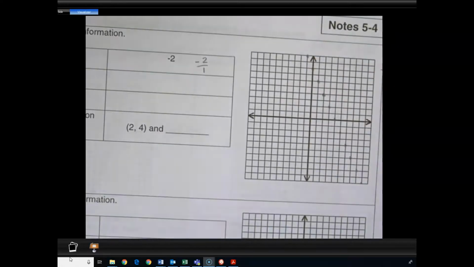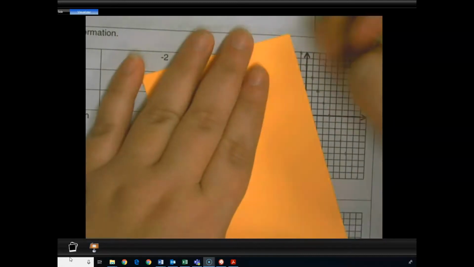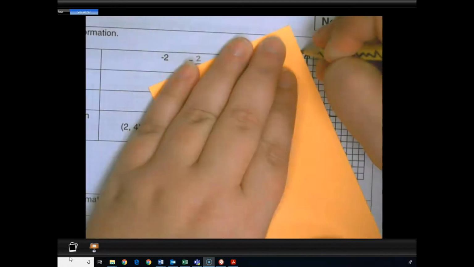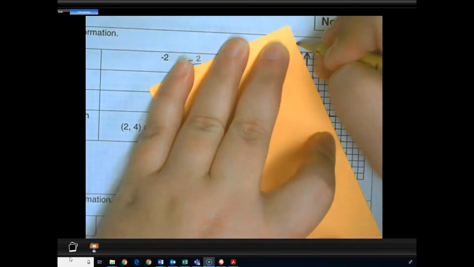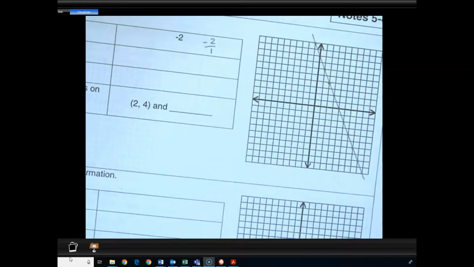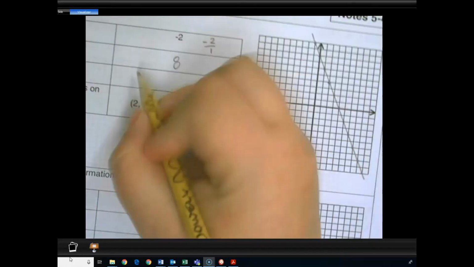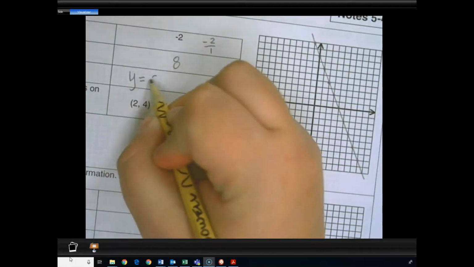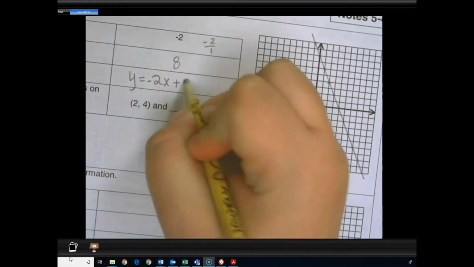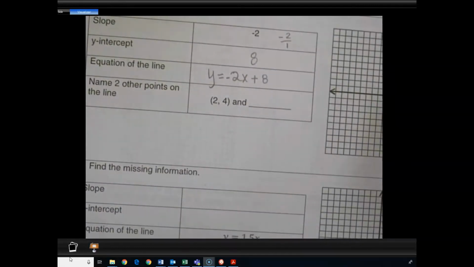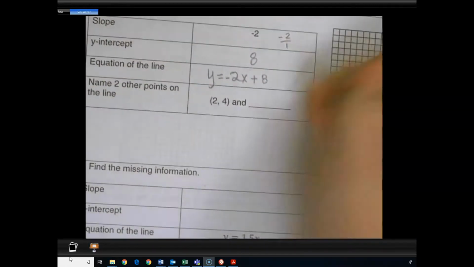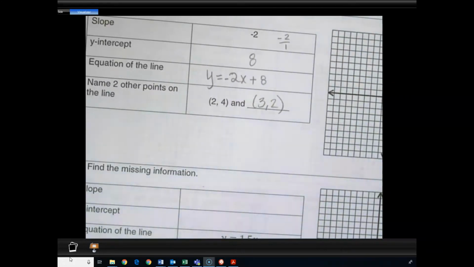Alright, connect those points. Okay, so there's my graph, and I can see my y-intercept. It's 1, 2, 3, 4, 5, 6, 7, 8. So now I can get the equation, negative 2x plus 8. And it just says name 2 points, so I can choose any other point I want to. So I'm going to do 3, 2. You could have chosen any other point there. I don't care which one you choose.